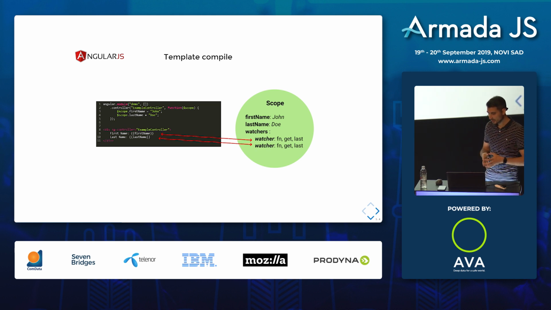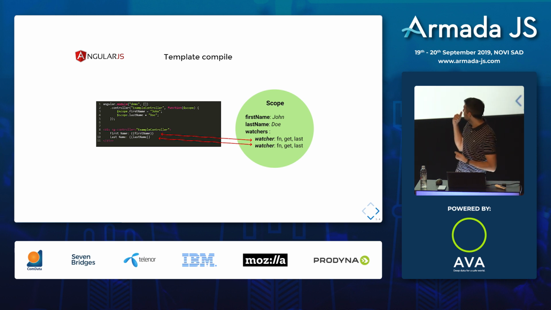We have a getter, that is a function which is called for that watcher to get the value from the scope. In the first case, it gets the value for the first name, in the second one from the last name. And this last property keeps the last value that the property had, so it can compare the new value and the last one, and if they are different, then it updates the DOM. If they are the same, it does nothing.